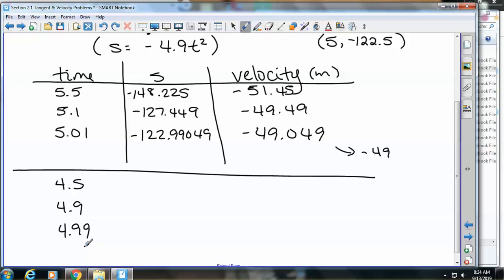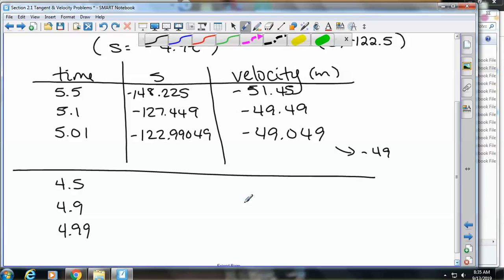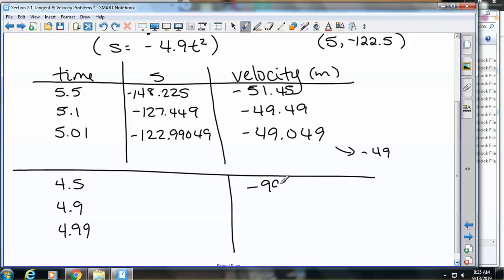So let's test these. Kayla, you guys do 4.5. Why don't you two and Danny do 4.9, and you two and Cole do 4.99. Plug them in, get the y, find the slope. So my 4.5 people, just tell me what did you get for the slope, the velocity. 4.9 people, what did you get?